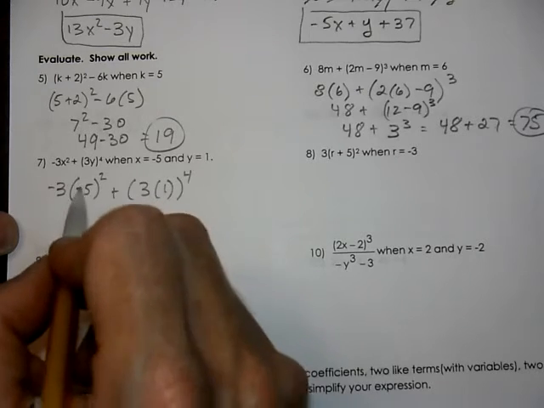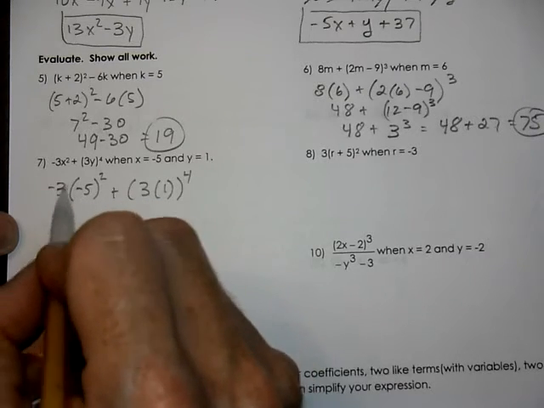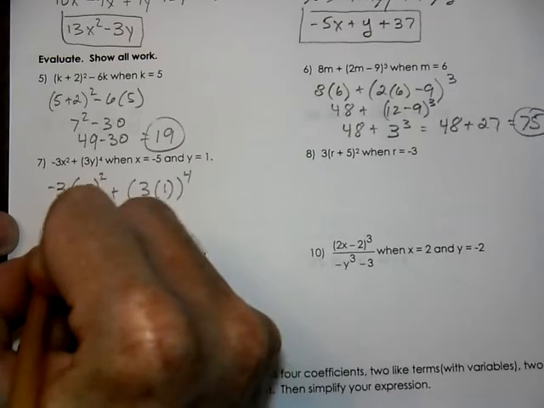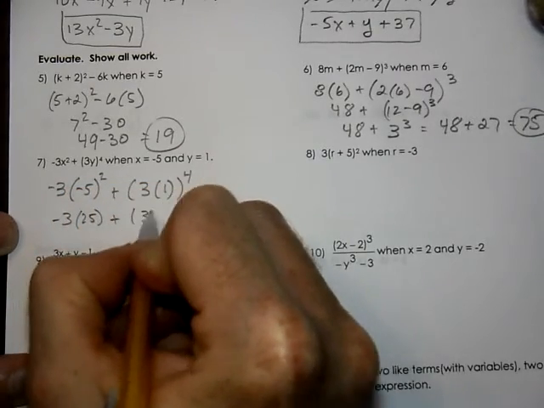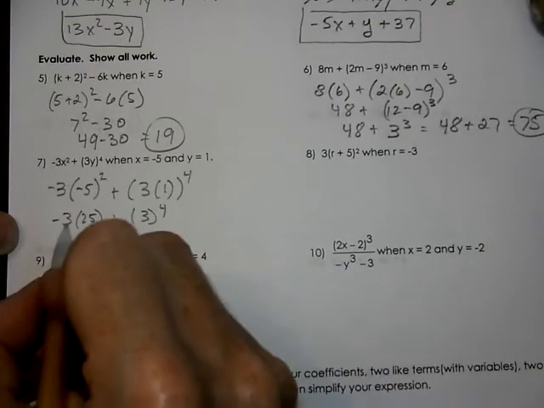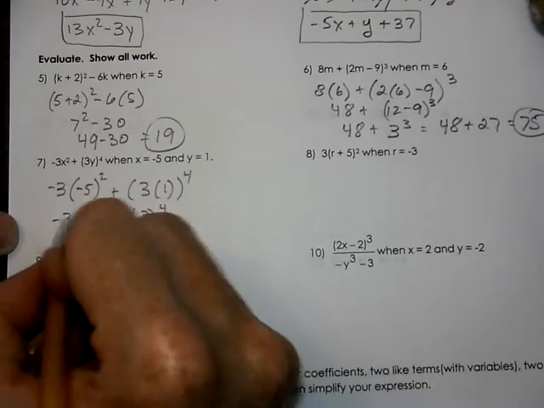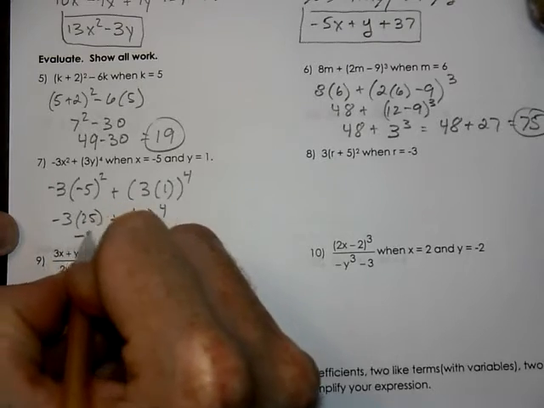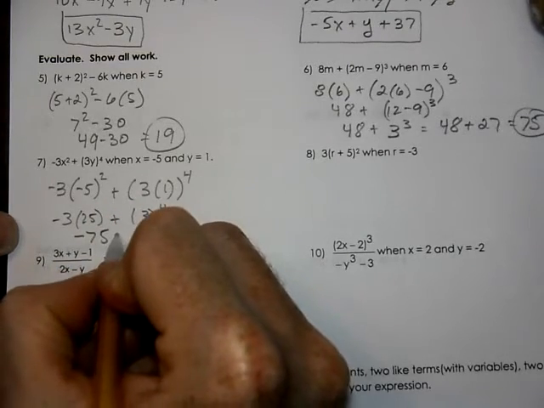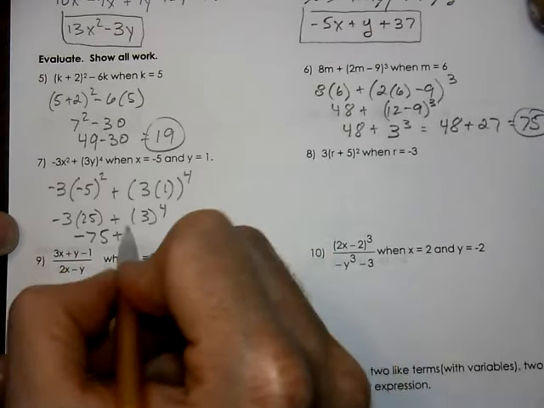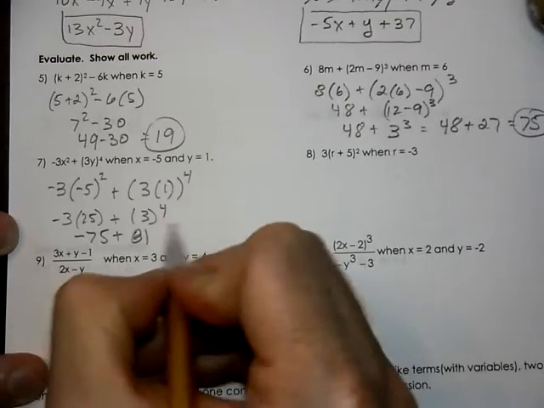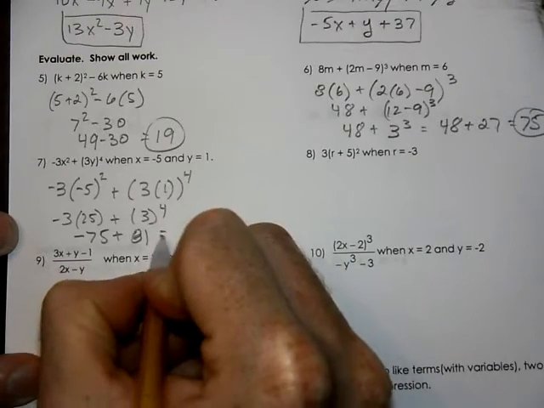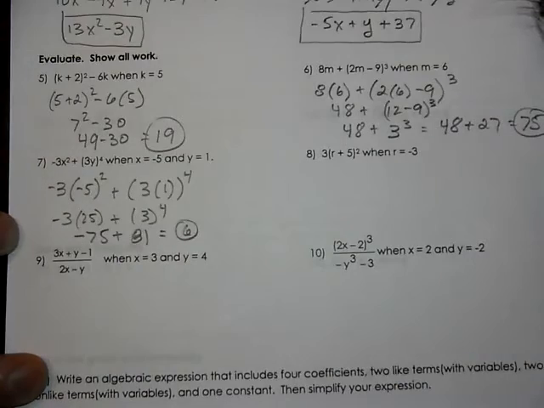So you have to do what's inside the parentheses, then you do the exponents, then you do multiplication and division. Another set of exponents to do. So 3 times 3 is 9, times 3 is 27, times 3 is 81. And it comes out to be 6.